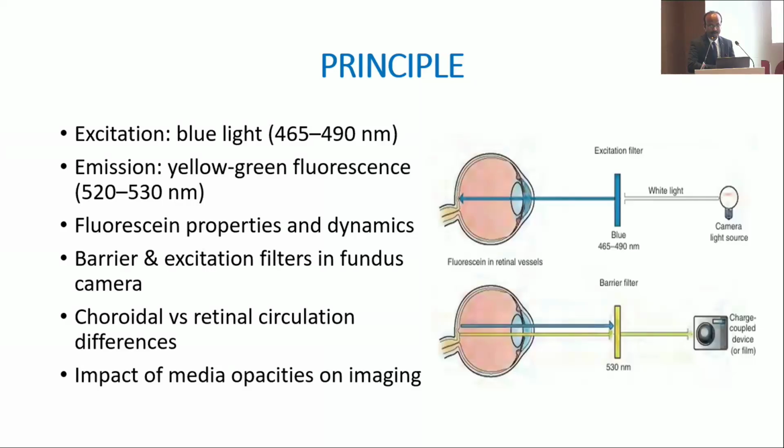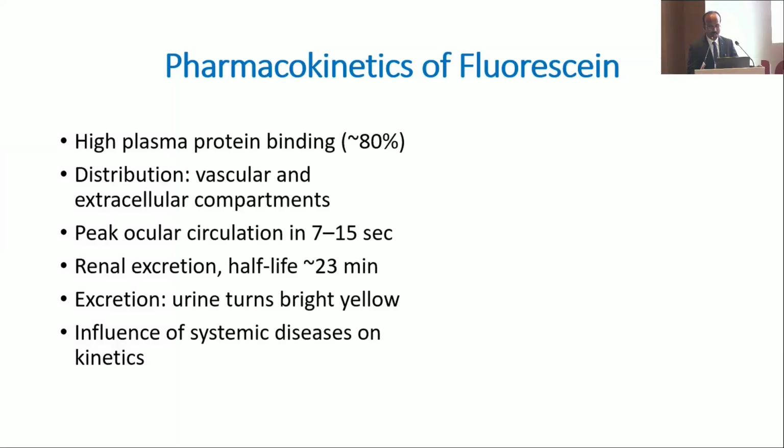So the excitation light in the case of fluorescein dye will be blue, which is around 465 to 490 nanometers, and the emission will be in the yellow-green spectrum, that is 520 to 530 nanometers. Barrier and excitation filters play a very important role, and it is also used for choroidal and retinal circulation differentiation. Coming to the pharmacokinetics of fluorescein dye, it is highly plasma bound.